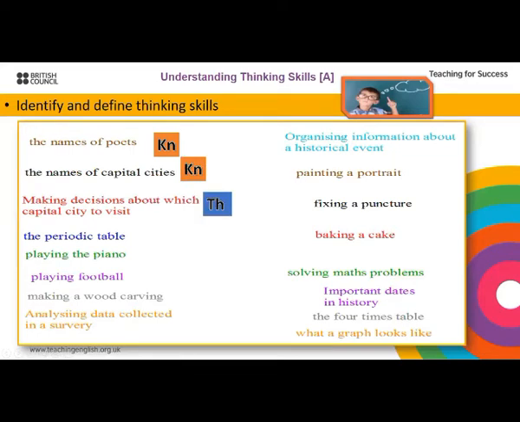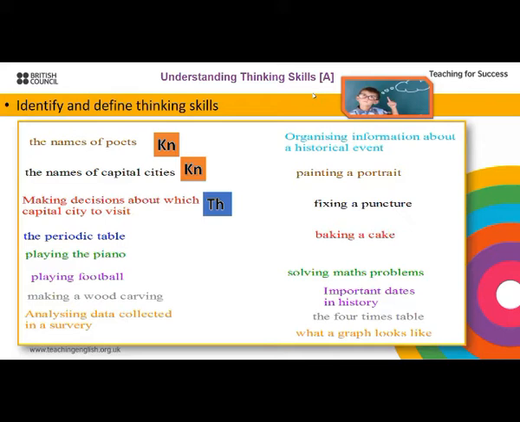Another one. The periodic table: knowledge. Who is speaking? Yes, Miss Asma. Knowledge, periodic table, related to science. Yes. Playing the piano: practical skills.